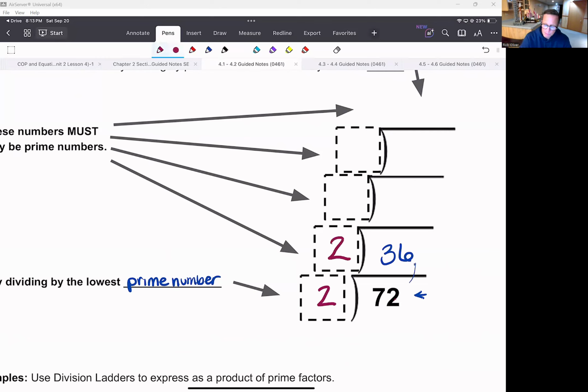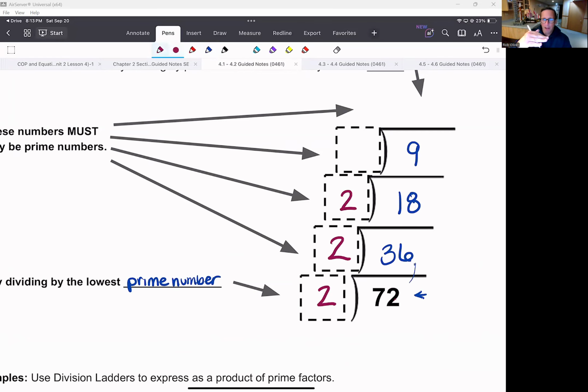All right, so 2 divides into 36. Now 36 divided by 2 is 18. So I'm going to put an 18 there. You can see how this is working out. So then I'm going to keep going. We can use 2 again. So 2 divides into 18 9 times. All right, and now we can't use 2 anymore. So now we can use 3.